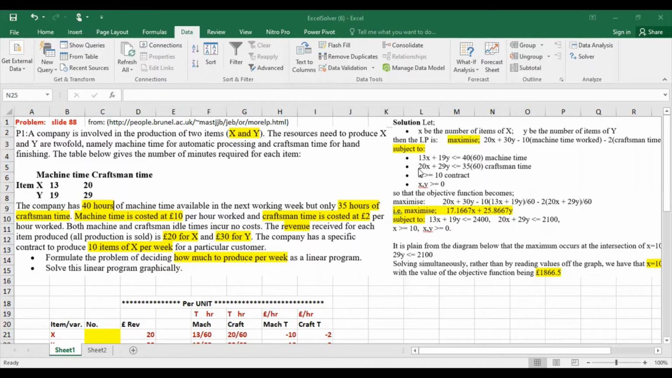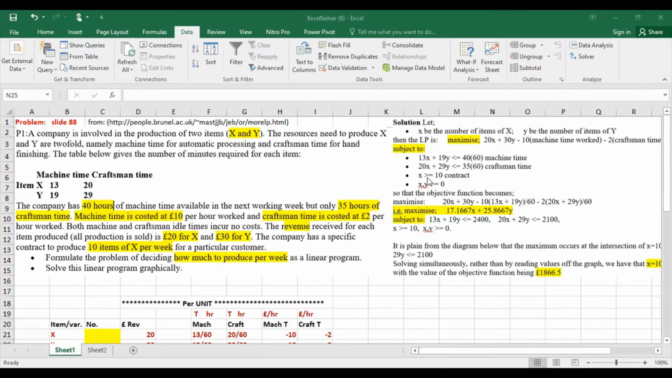So what I have to do next: 20x plus 29y. Why? Because it's the craftsman time, so I have x for 20 and y for 29. So 20x plus 29y is less than or equal to 35. I have only 35 hours for craftsman time. It is the constraint. It is in hours and the time is given in minutes, so I have to do 35 into 60. So this is the craftsman time.